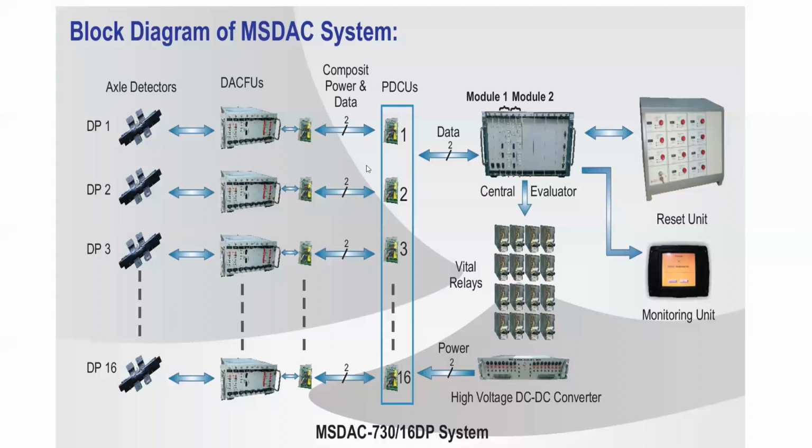This gives you an idea of how it works. DP, and then this is the local electronics, trackside electronics, digital axle counter field unit, DACFU. Then you have this power coupling equipment, 2 wires, and then again power coupling equipment at the central place, data to the module. This is the central evaluator. And there are relays. This converts 24 to some high power like 96 volts, so that voltage drop is taken care of. You can see here just 16 units are shown, total 40 can be connected. And reset unit looks like this. And monitoring unit, diagnostics and all you can see.